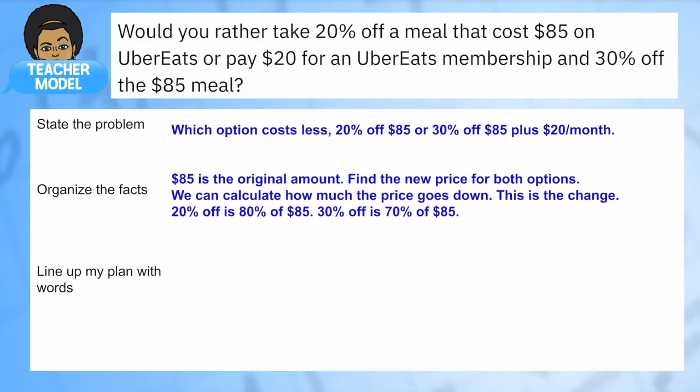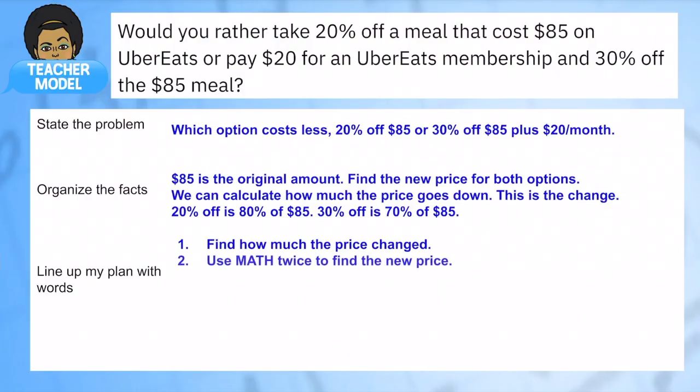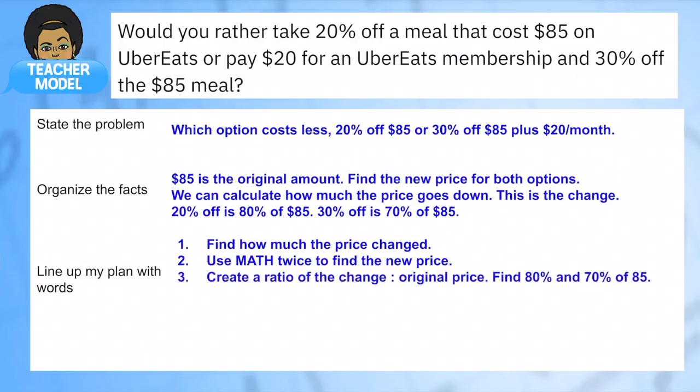So here's our goal for this lesson. We want to find out how much the price really changed. Then we want to use math to find the new price in both situations. So we're going to do math twice so we can see both. We're going to find 80% of $85 and we're going to find 70% of $85.